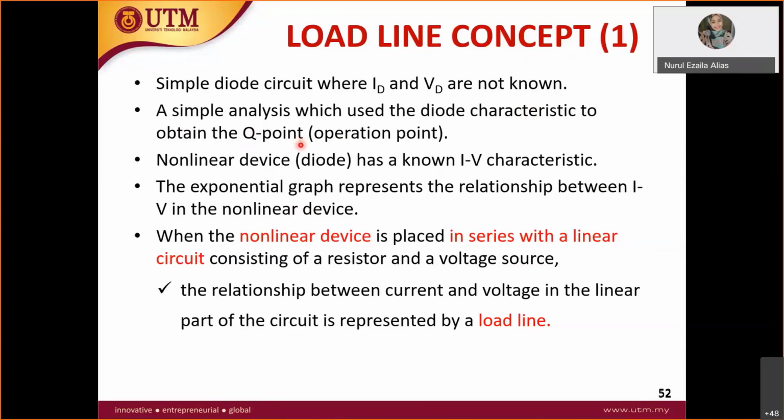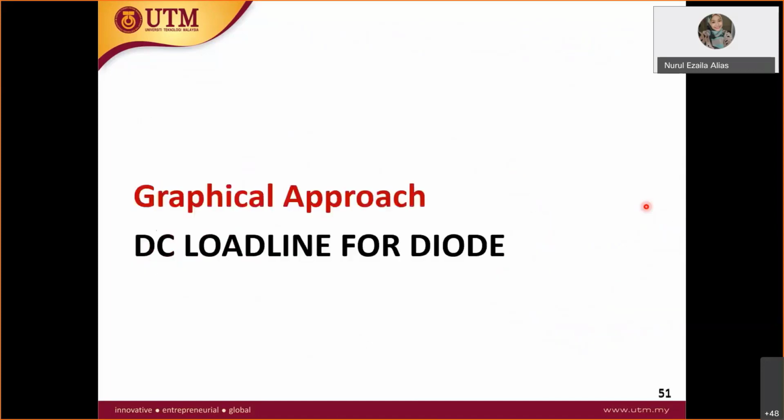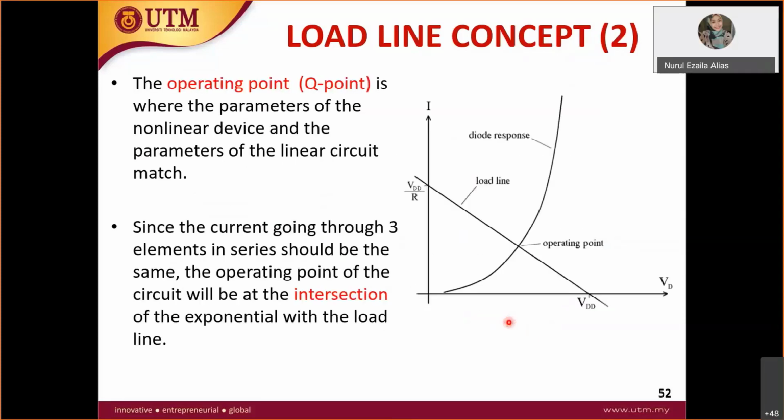The nonlinear diode has a known IV characteristic, which is what I meant here. This curve is the IV characteristic, and it will be given. Now you need to find the load line in order to draw the Q point. When a nonlinear device is placed in series with a linear circuit consisting of a resistor and voltage source, the relationship between the current and voltage in the linear part of the circuit is represented as a load line. So this is your load line.